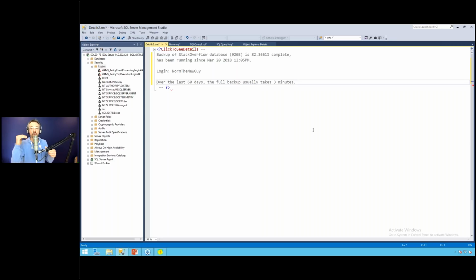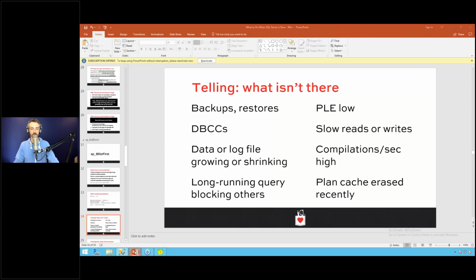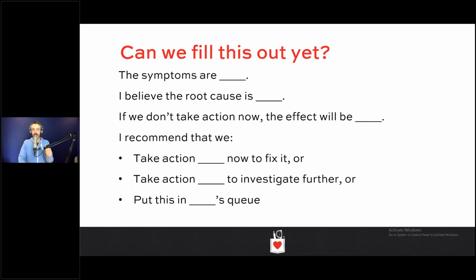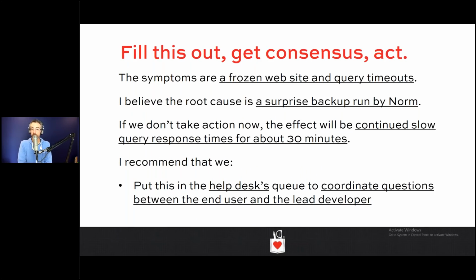These are the kinds of priority 1 urgent alarms that we can give you so that when you run sp_BlitzFirst, now you can fill out this form. Coming back in here. Now, the symptoms are a frozen website and query timeouts, because the root cause is a surprise backup being run by Norm, the new guy. If I don't take action now, the server is just going to continue to be slow for about 30 minutes, or in this case, 3.